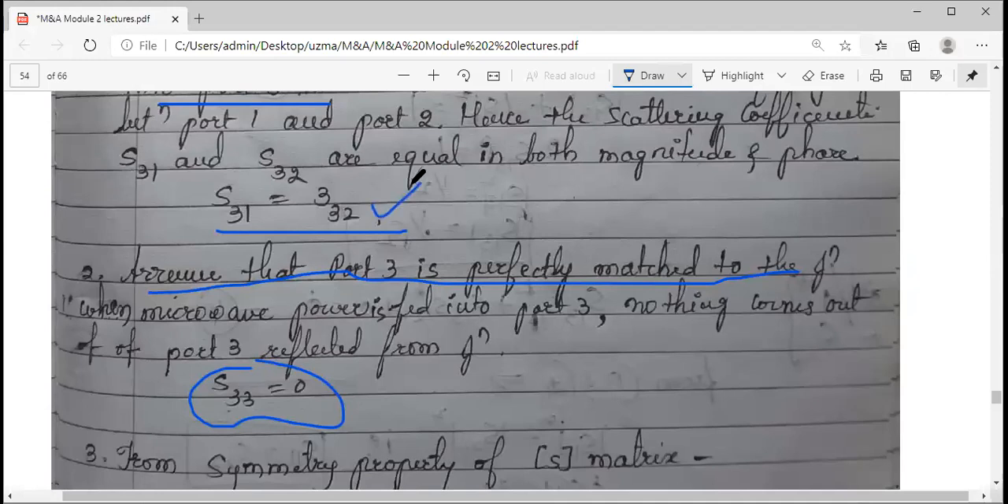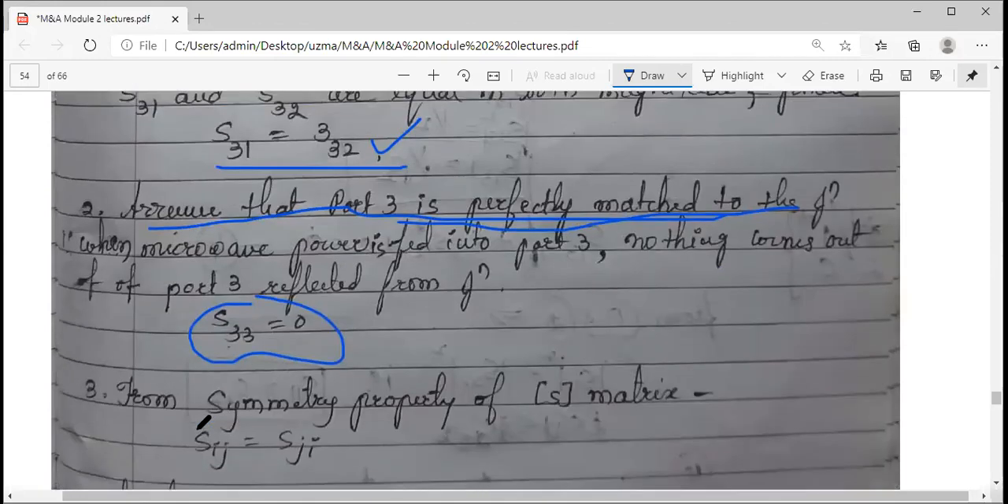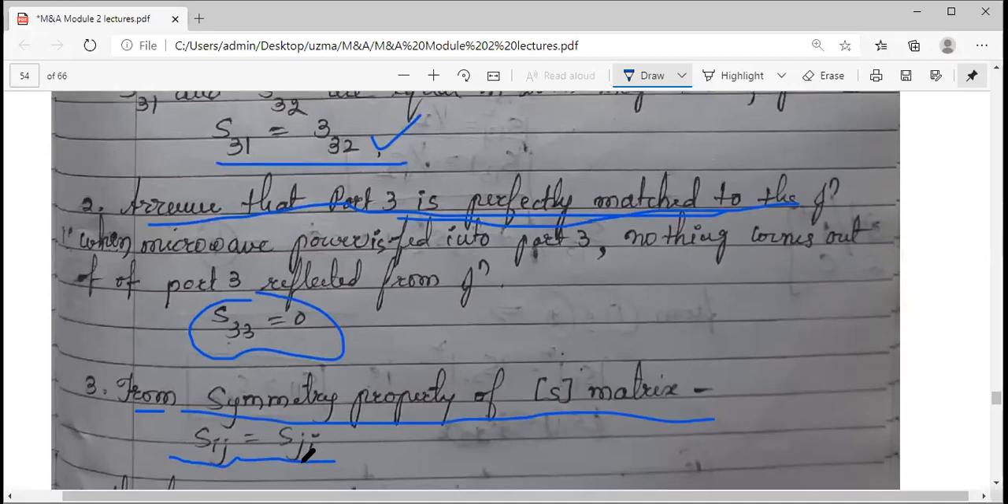One is S31 equals S32. Second one is the self S33, that is, reflections will not be there at the same port if it is assumed to be perfectly matched. So S33 is equal to 0. And we have already seen some properties for the S matrix. You have the unitary property, the symmetry property, right? It's a square matrix. We have seen the phase shift property. So in that, let us choose one property, that is the symmetry property of the S matrix. Yes, Sij is equal to Sji.